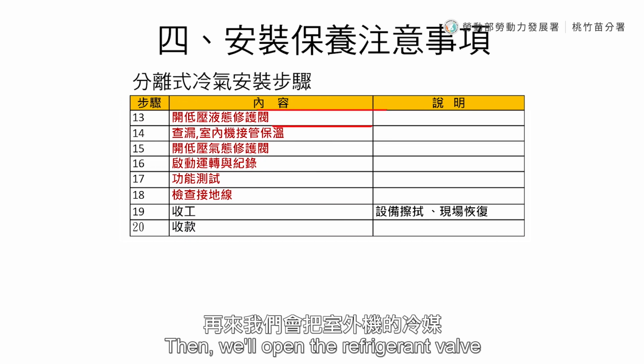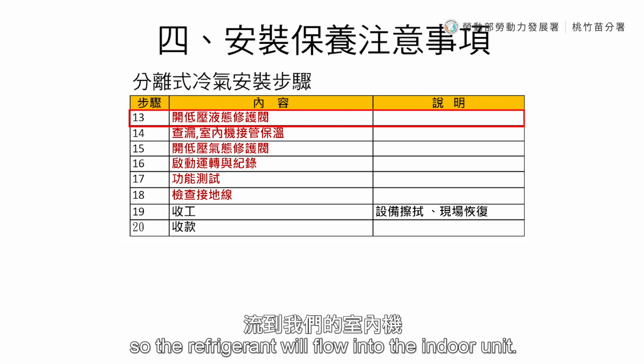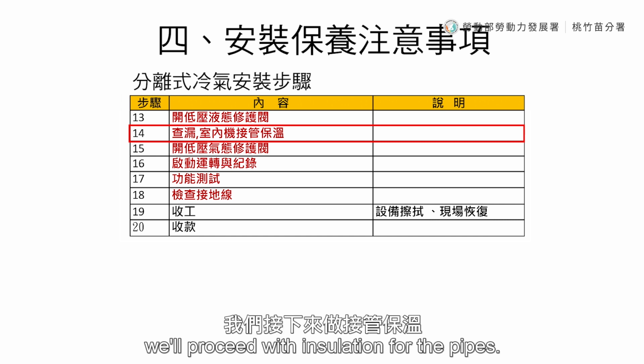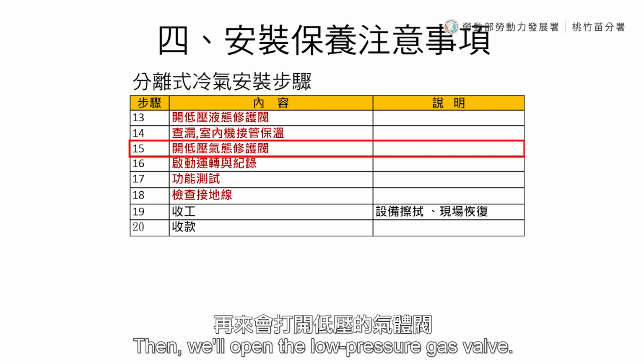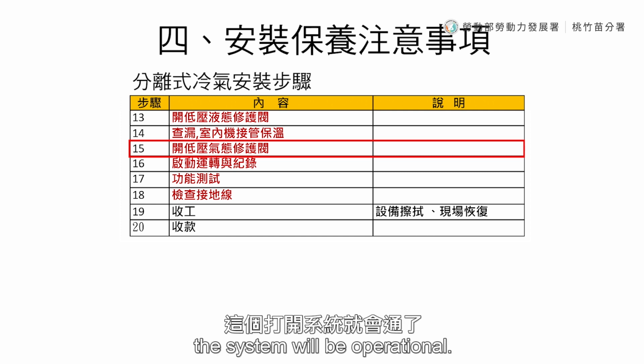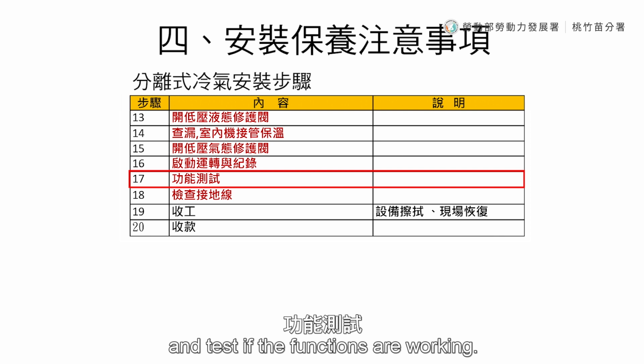Then we'll open the refrigerant valve on the outdoor unit, so the refrigerant will flow into the indoor unit. We'll perform a leak check. If there are no issues with the indoor unit, we'll proceed with insulation for the pipes. Then we'll open the low-pressure gas valve and the low-pressure liquid valve. With these valves open, the system will be operational. Next, we'll turn on the AC, operate it, put down records, and test if functions are working.